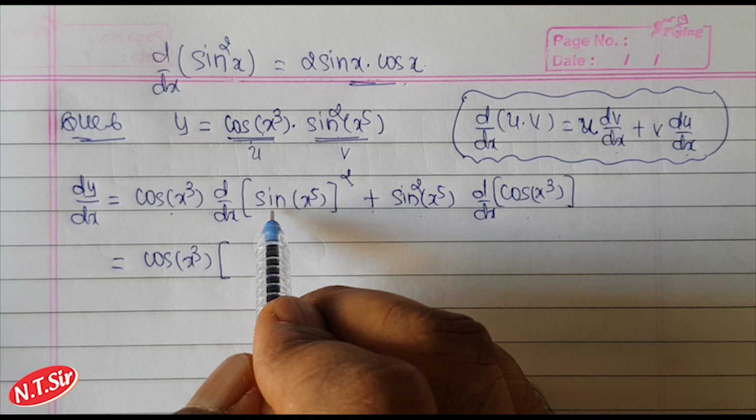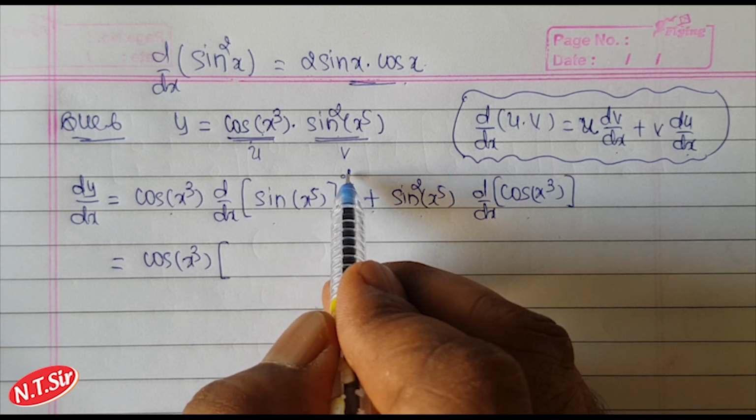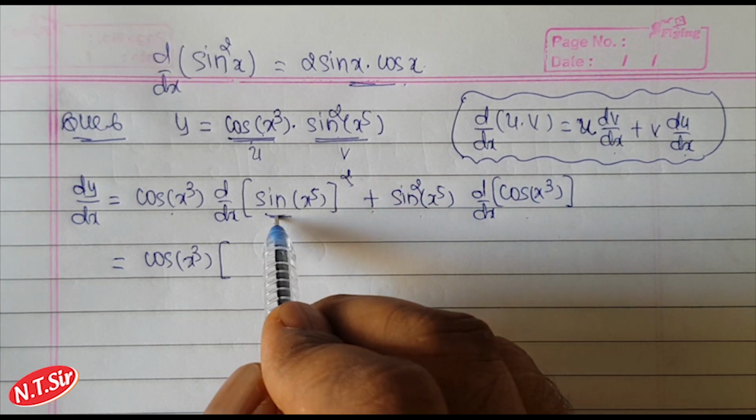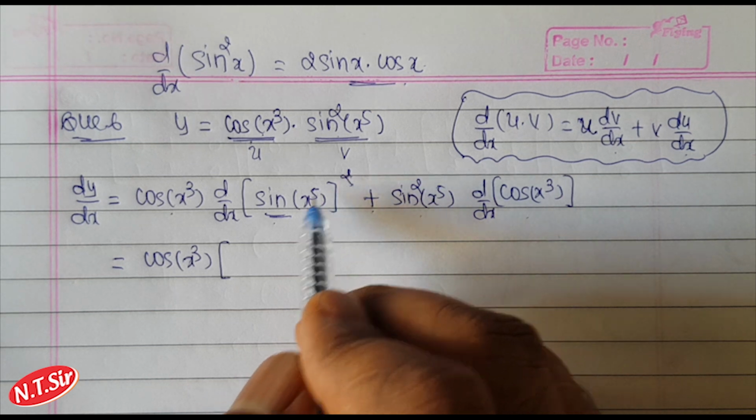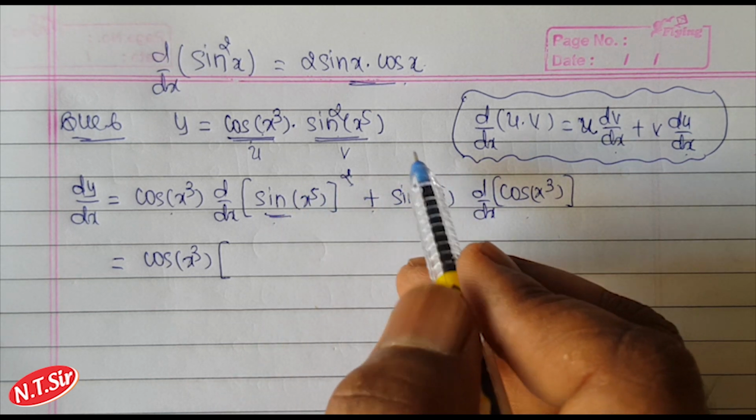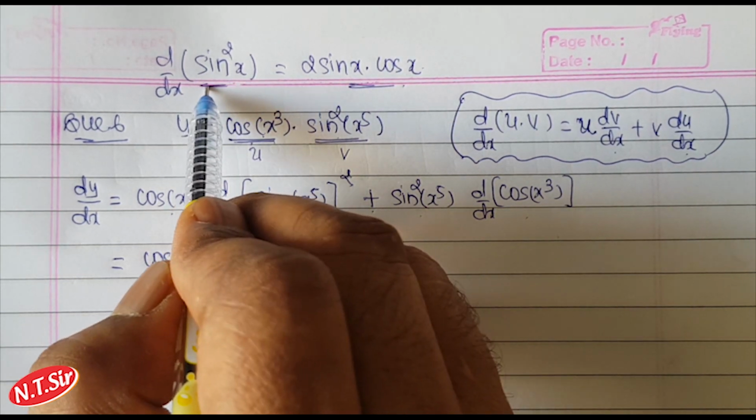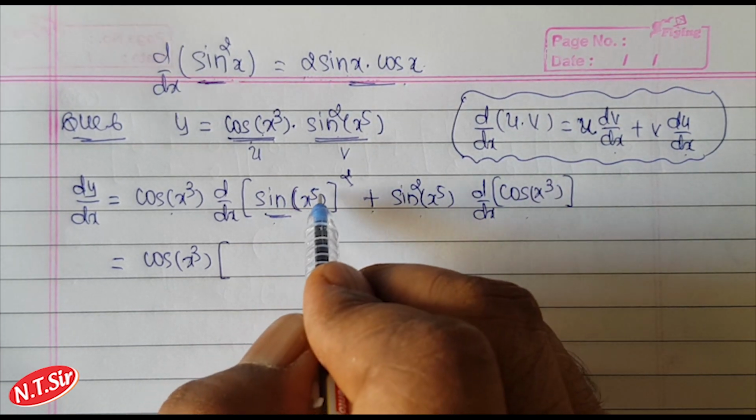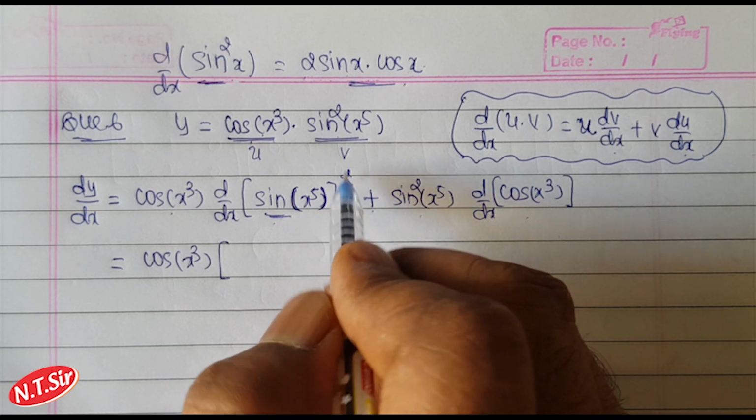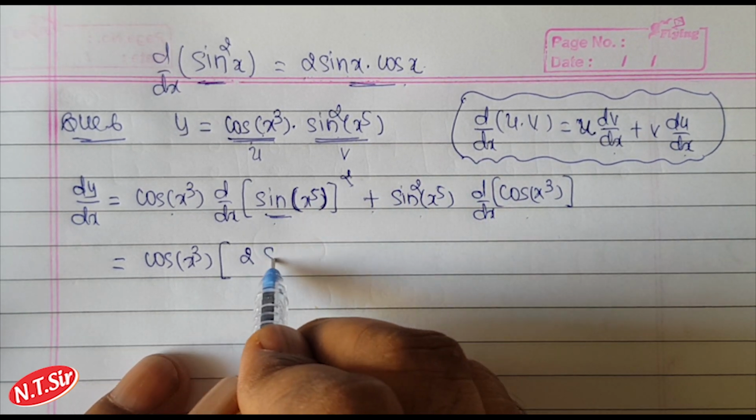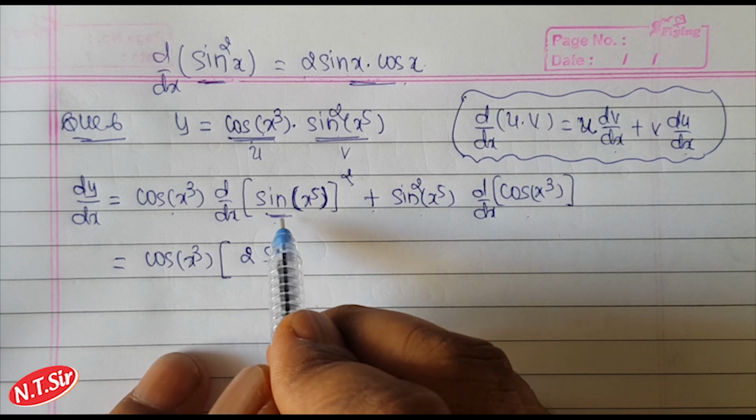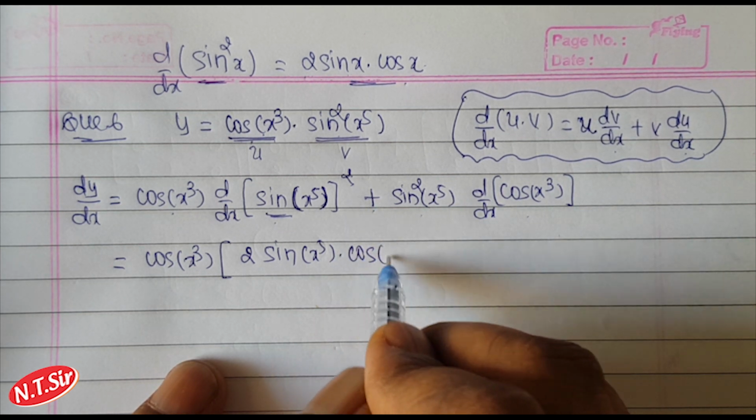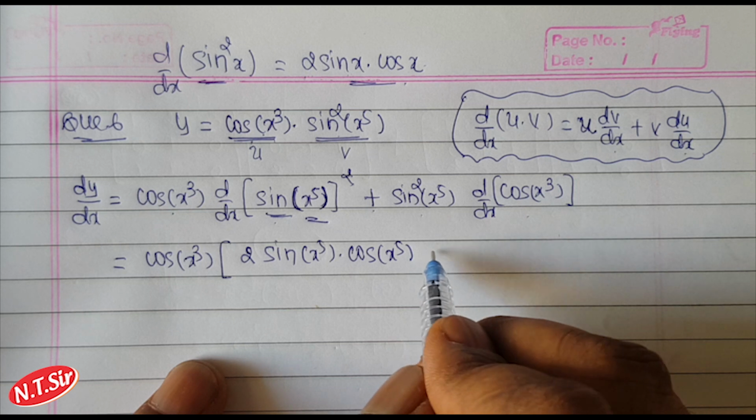Now derivative of sin x raised to 5 whole square, that is bracket raised to n. Bracket raised to n derivative is n bracket raised to n minus 1. So here derivative of sin square x is 2 sin x cos x. So derivative of sin bracket square, that is 2 sin x raised to 5 into cos x raised to 5, and bracket is x raised to 5.